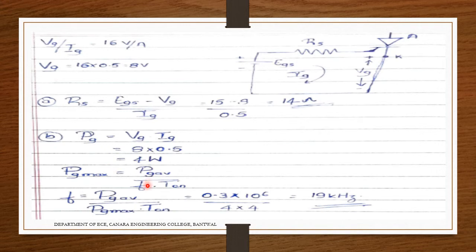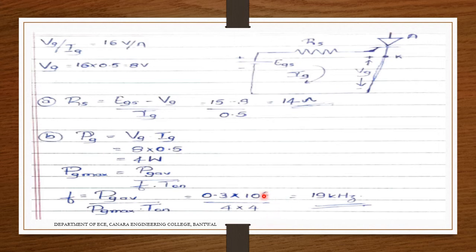But we also need the frequency. So what we know, PG max is the maximum power dissipation, and PG average is the average power dissipation. The maximum power dissipation is 4 watts, and the average power dissipation is 0.3 watts, which is already given. So F is equal to PG average divided by PG max, because F is the unknown. So now 0.3 into 10 to the power of 6, because the T on period is 4 microseconds.